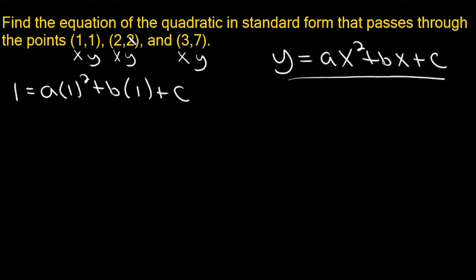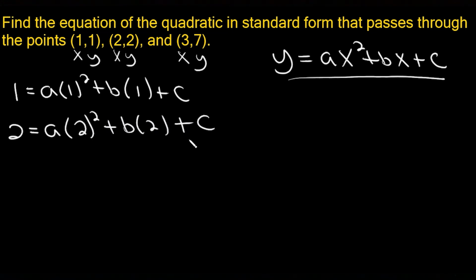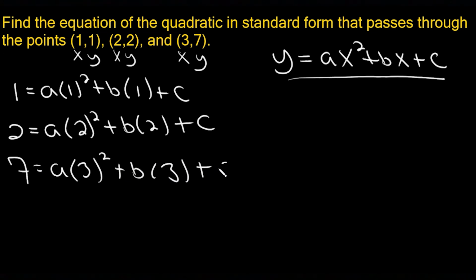The second one, we're going to use this point right here. Okay, so we're going to have here 2. That's my y, right? 2 is equal to a times 2. 2 is also my x, right? Squared plus b times 2 plus c. And then the third one, my y is 7. So 7 is equal to a. My x is 3. So 3 squared plus b times 3, and then plus c.